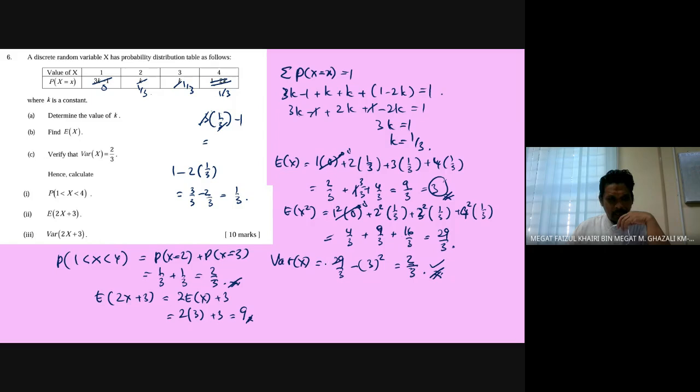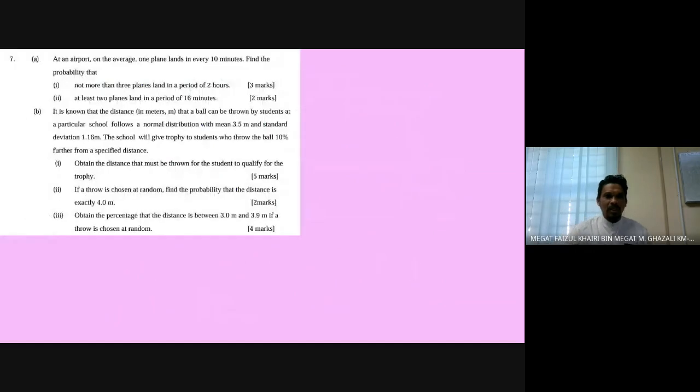Okay. And then variance of 2x plus 3. So it is 2 squared variance of x, and variance of constant 3 equal to 0. So 4, and variance of x is 2 over 3. So then 8 over 3. There you go. And the last final question before we end this afternoon.